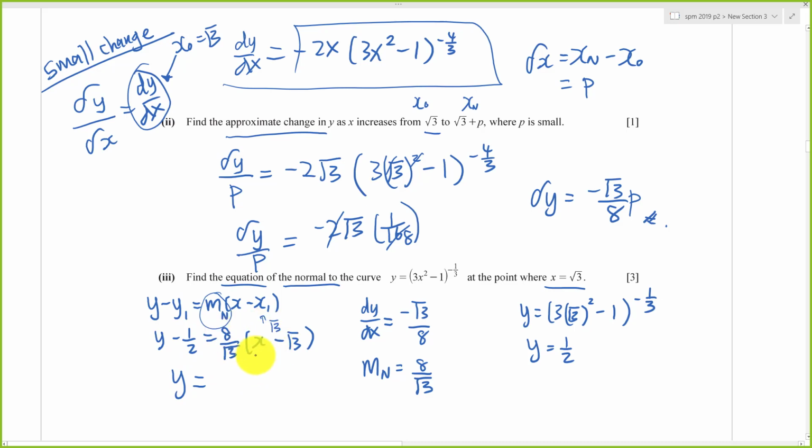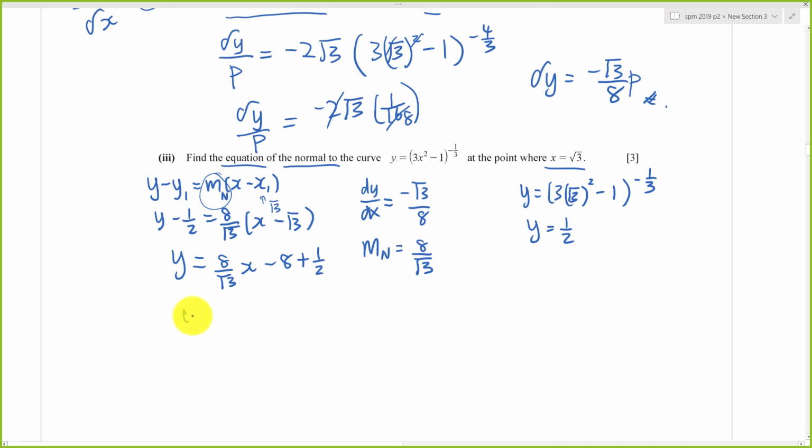I will expand it. So 8 over square root 3 x. This one, if I multiply in, I will get -8 plus 1 over 2. Then I will get my final equation, which is 8 over square root 3 x minus 7.5, which is 15 over 2. Okay, so yep, this is the answer for part 3.